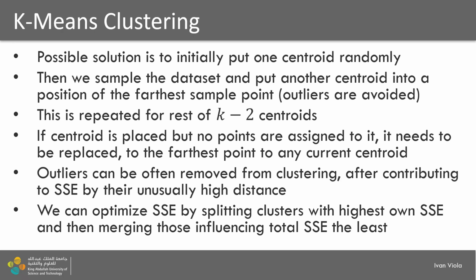As the next step, after we move the centroids, we can merge those clusters together which are influencing the total sum of squared error the least. If we merge, we for sure will have the sum of squared errors increasing a little bit, but we can choose to merge those two clusters where this increase in the total sum of squared error will be the least.